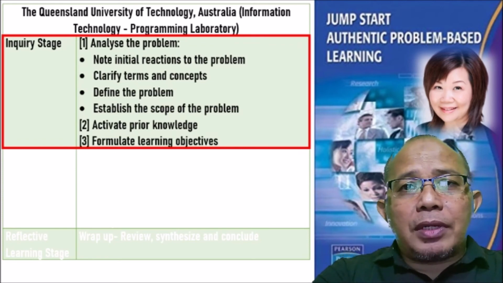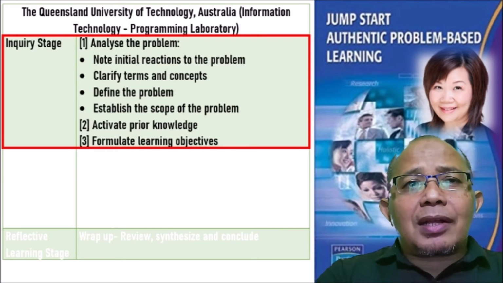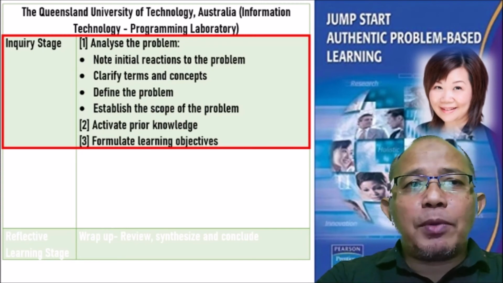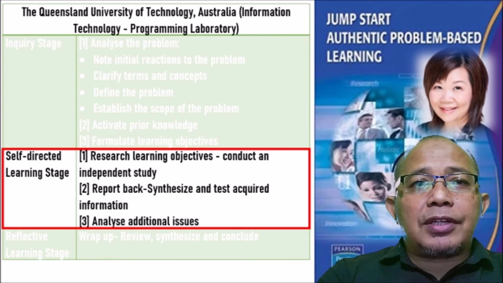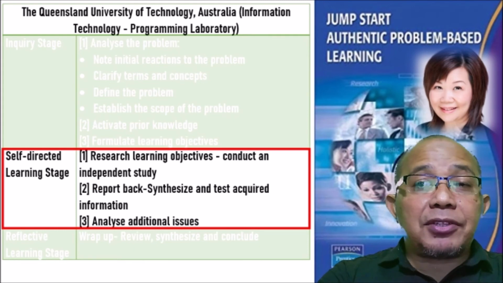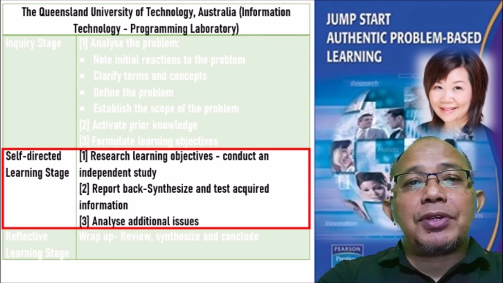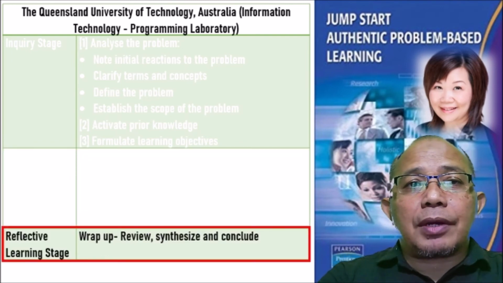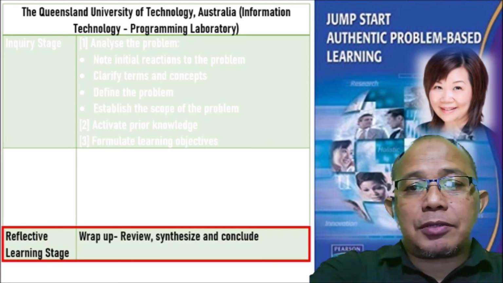The inquiry stage in this model includes 1, analyze the problem with initial reactions to the problem, clarify terms and concepts, define the problem, and establish the scope of the problem. 2, activate prior knowledge. And 3, formulate learning objectives. In the self-directed learning stage, students 1, research learning objectives, conduct an independent study. 2, report back, synthesize and test acquired information. And 3, analyze additional issues. In the reflective learning stage, students wrap up the learning process, review their outcomes, synthesize, and conclude the learning experience.